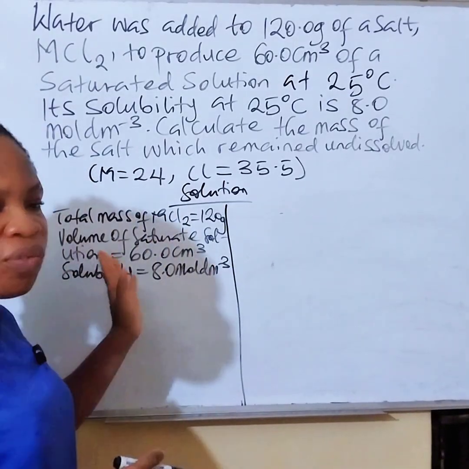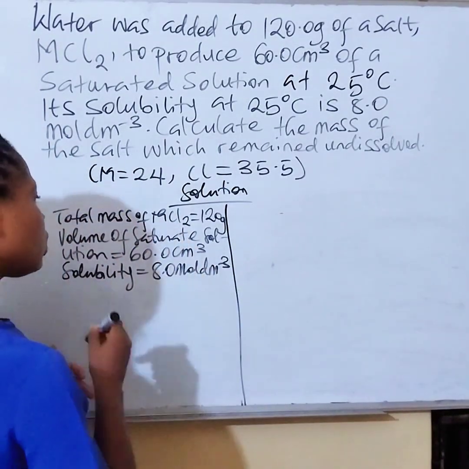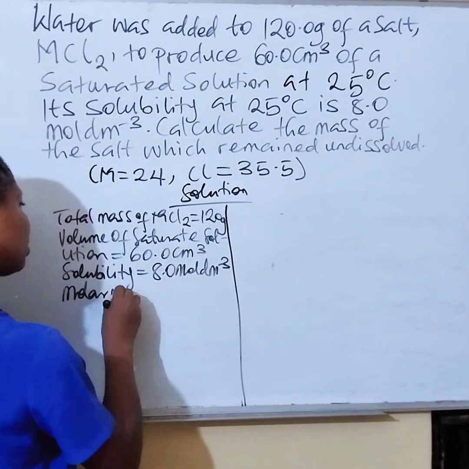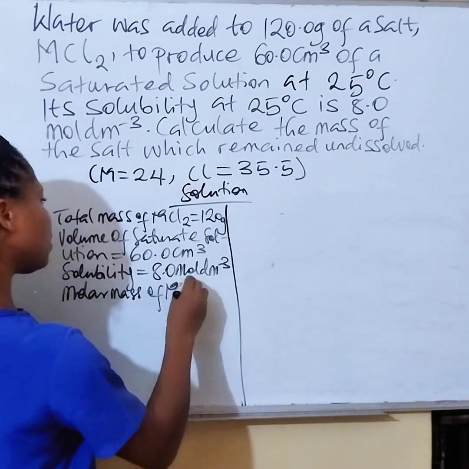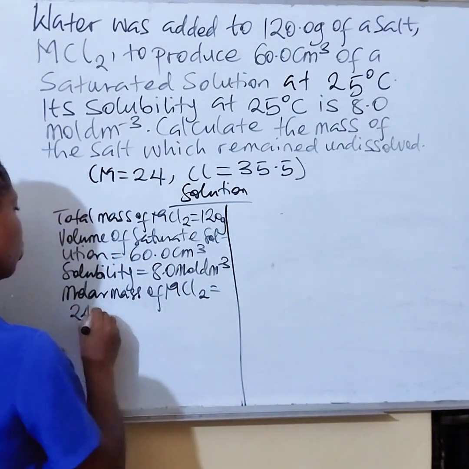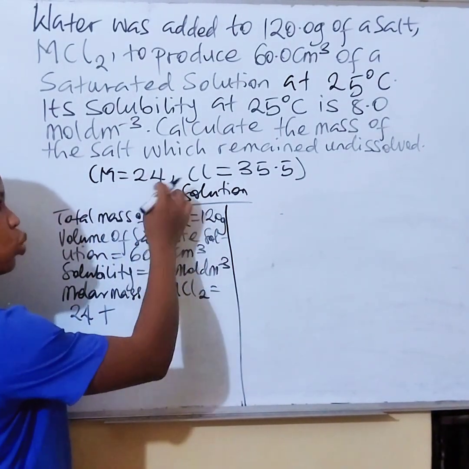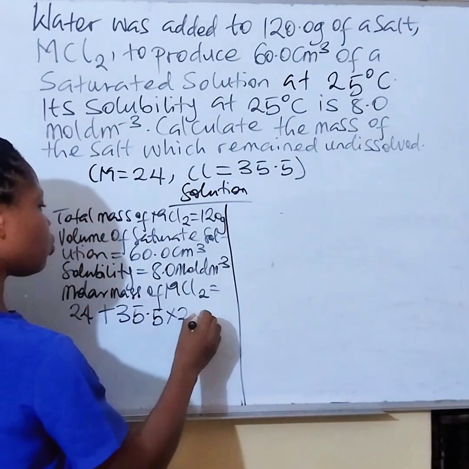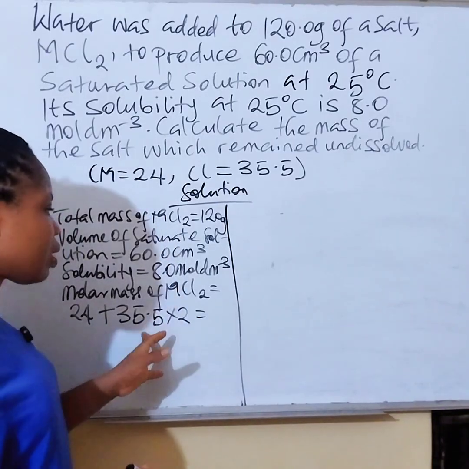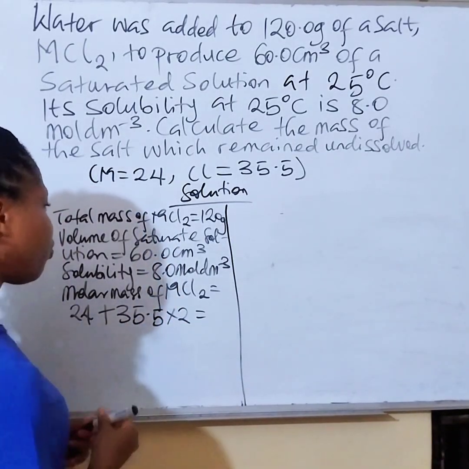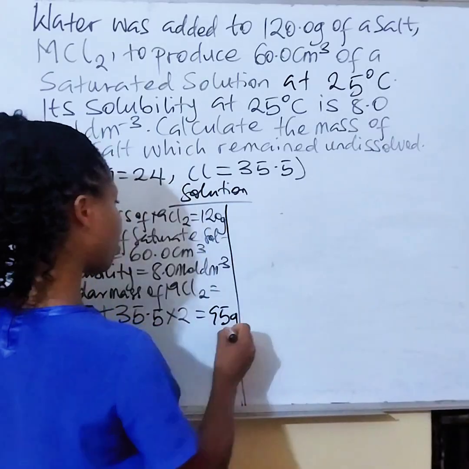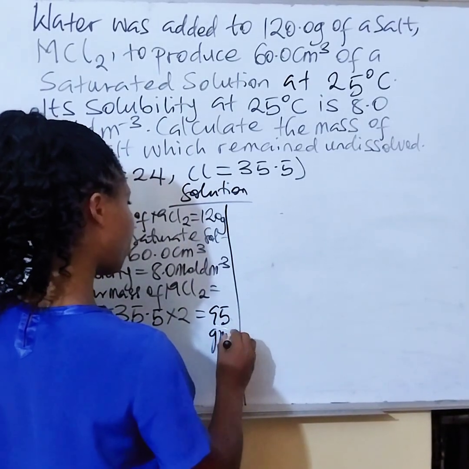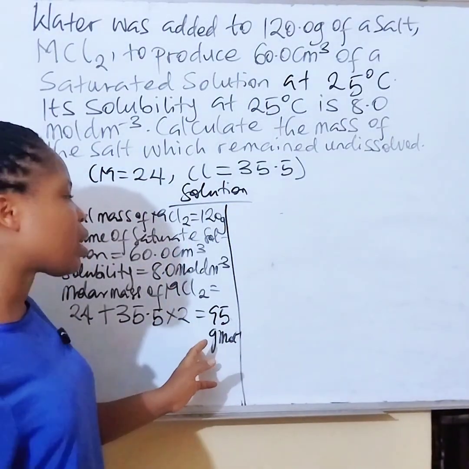Another data we have to make use of to solve this question is the molar mass, but we have to calculate it. So the molar mass of MCl2 is equal to 24, the atomic mass of M given. That of chlorine is what? 35.5. Then we have 35.5 times 2. By the time we multiply 35.5 by 2 and add it to 24, we are going to have 95 gram per mole. So this is the molar mass of the salt.